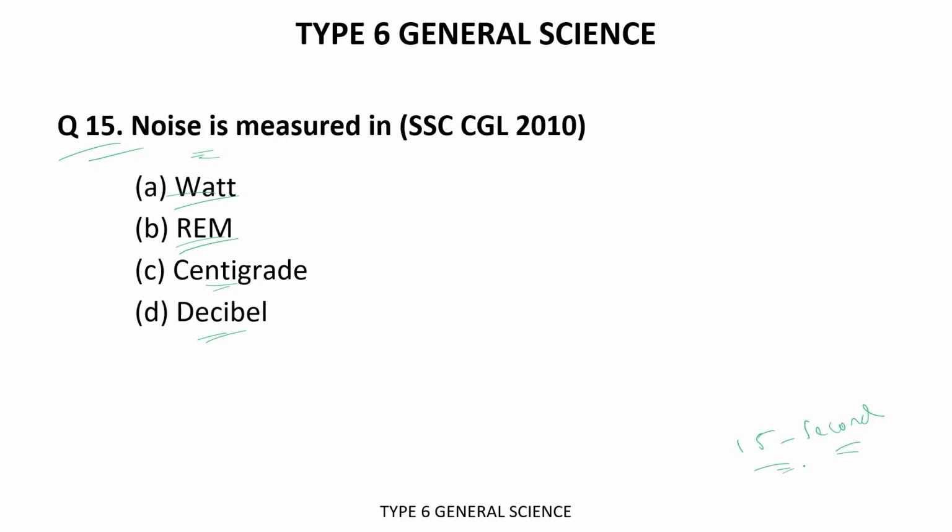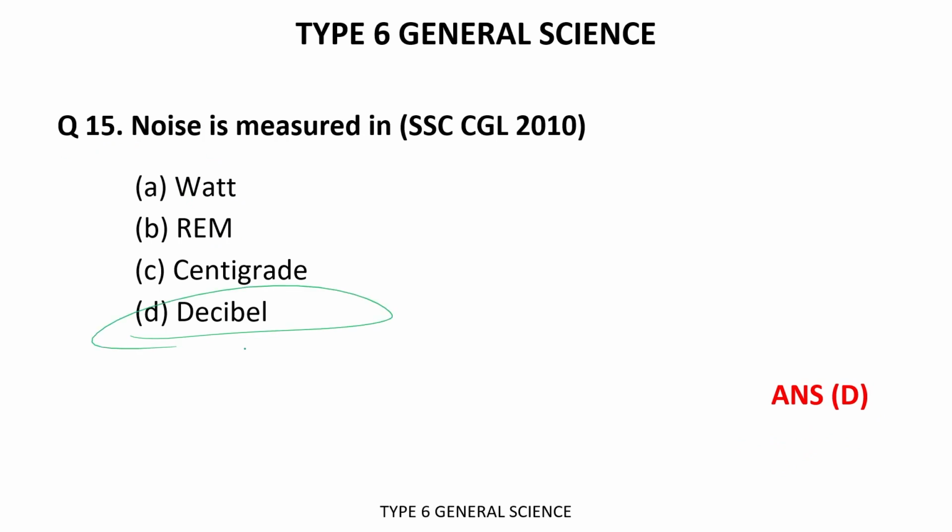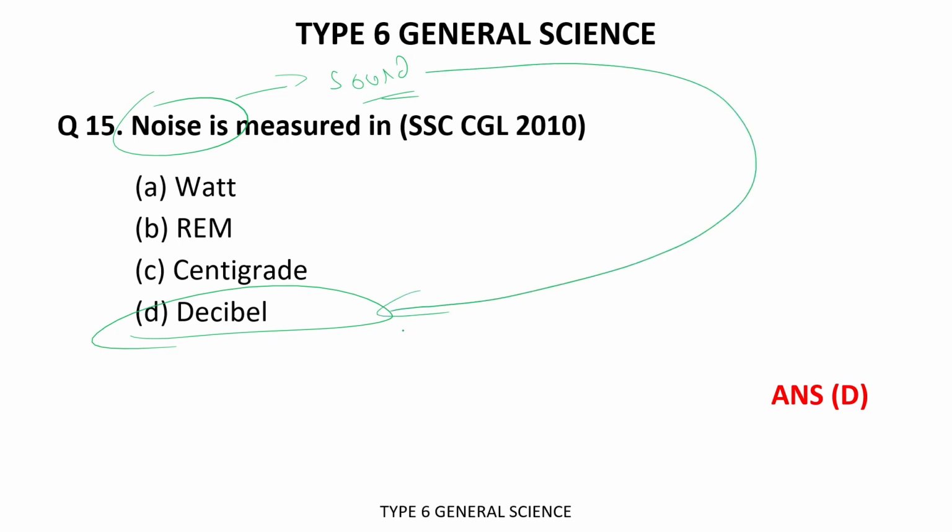Your time starts now. Time's up. Correct answer is D. So basically, noise is a phenomenon of sound, and because sound is measured in decibels, noise will automatically be measured in decibels.